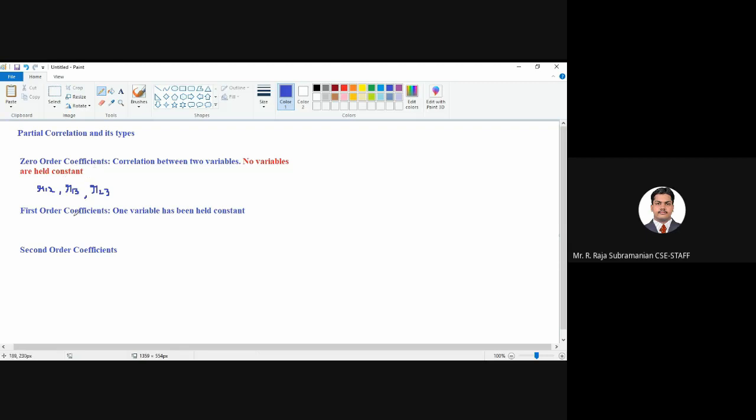When coming to first order coefficient, see carefully what I'm doing here. This is a partial correlation. I take something like R12 dot 3, R12 dot 3. So far what we have seen in the multiple linear regression is 1.23, meaning that 1 is going to be a dependent variable and 2 and 3 are going to be independent variables. That is what we actually considered so far. But here, what is going to happen, I'm having 12 dot 3, that is, there are going to be two dependent variables and it is going to be made from an independent variable 3.